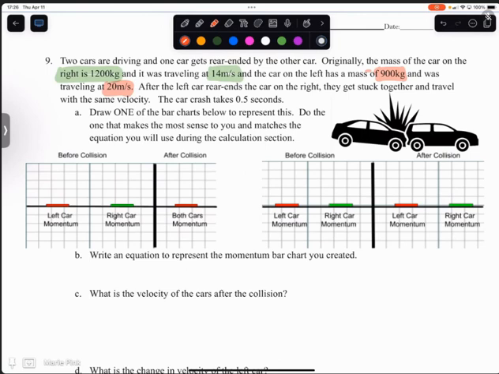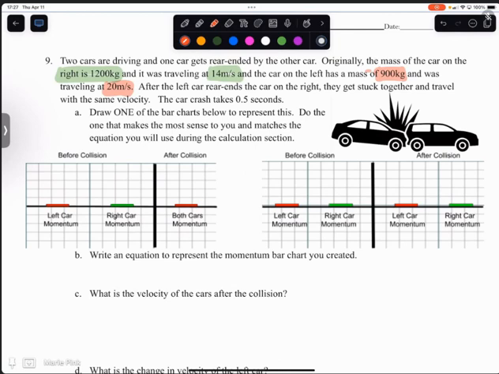It says draw one of the bar charts below to represent this. Do the one that makes the most sense to you and matches the equation you will be using during the calculation section. Now, from the answer key here, I'm going to go ahead and show you how to do both. One thing to consider here is that the left side is the same either way. So I'm going to go ahead and do it here.